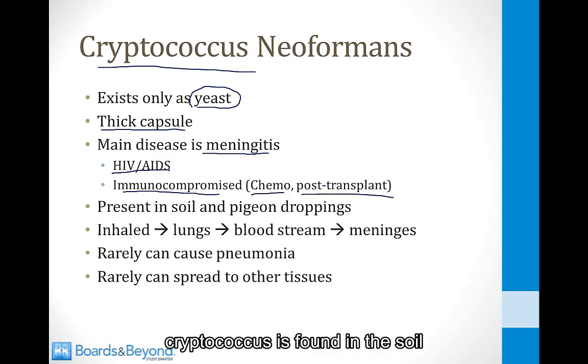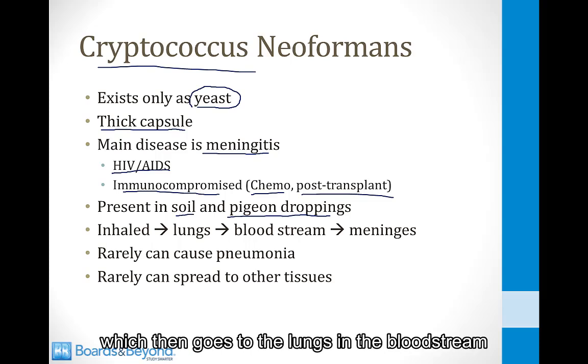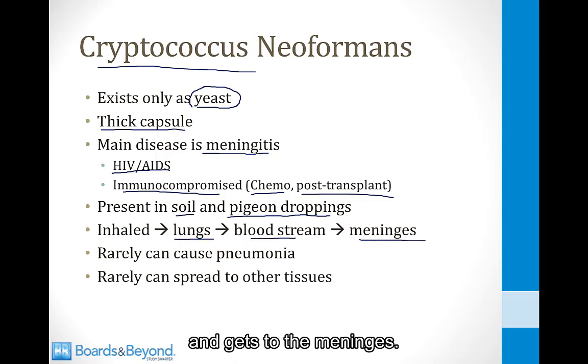Cryptococcus is found in the soil, and it's also found in pigeon droppings, and people inhale the yeast, which then goes to the lungs and the bloodstream and gets to the meninges.